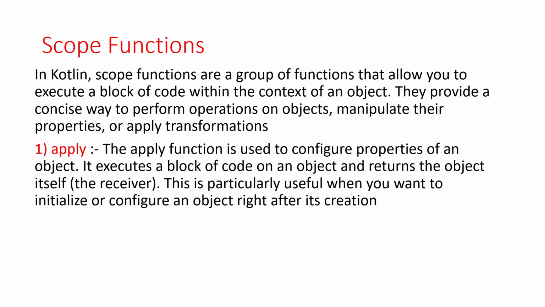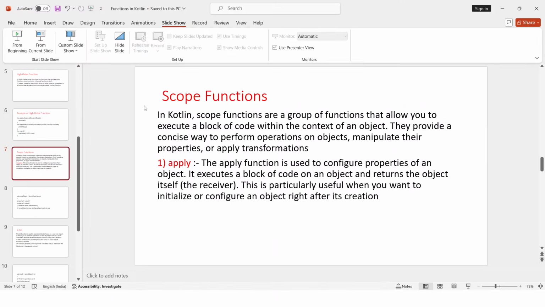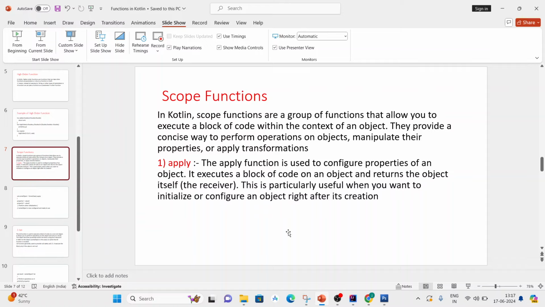So the first scope function we are going to learn is apply. The apply function is used to configure properties of an object. It executes a block of code on an object and returns the object itself. This is particularly useful when you want to initialize or configure an object right after its creation. Let's do one practical to learn about it.